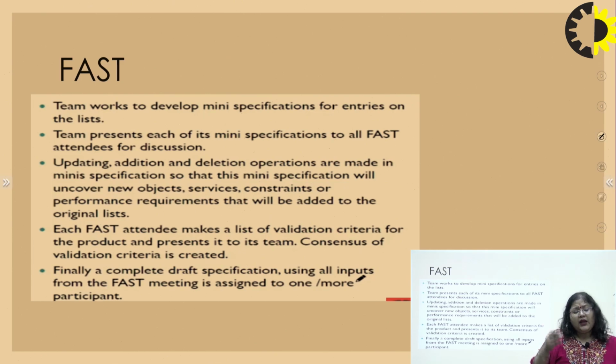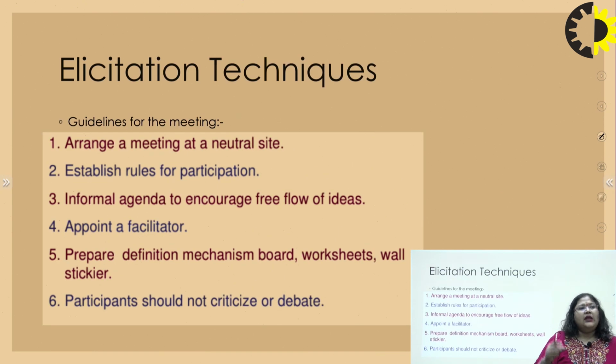Basically, it is a validation criterion between the number of users present and the product we have to prepare. So this is the basic thing: FAST is used to develop the mini specifications for entries and define the specifications to uncover the new objects and the services. So this is the basic of FAST. Now the basic guidelines are: arrange a meeting, establish rules, inform the agenda, appoint a facilitator. I already covered all these things, but these are the special points.